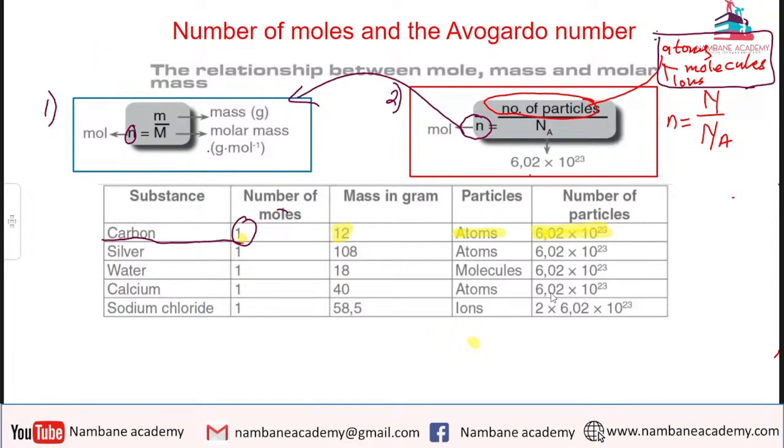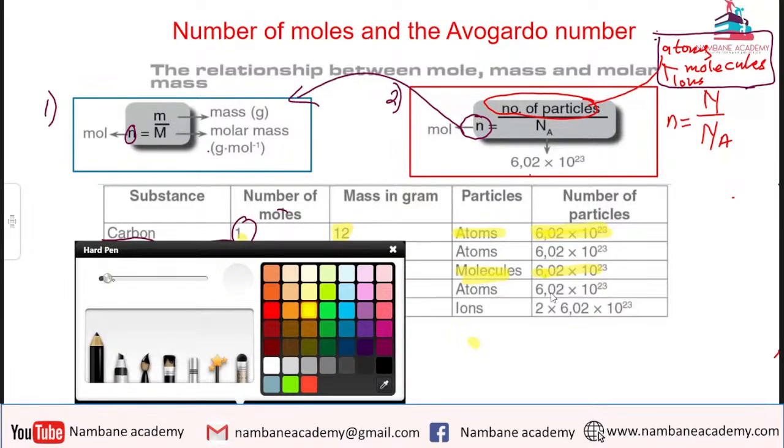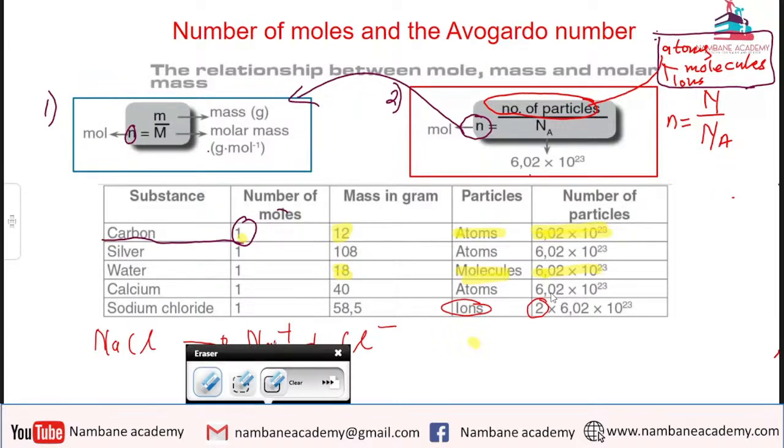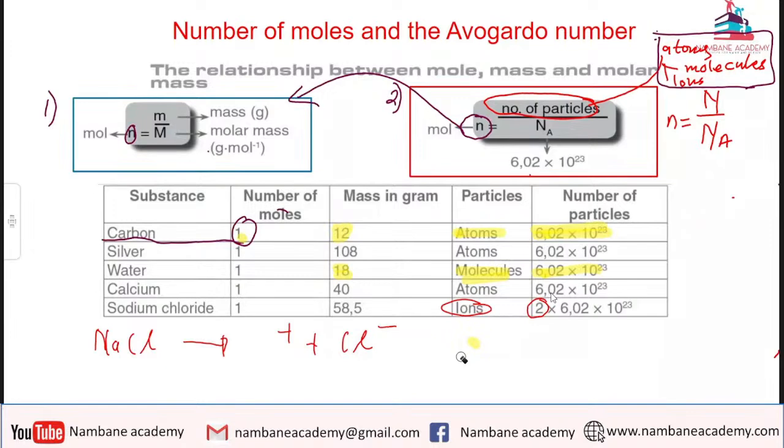So it will change until we get to molecules, but we get the same answer still. But now there's something that is changing here. What is it that is changing? When we have the ions, it starts to change. Why is it changing? Because sodium chloride dissociates to form Na plus and Cl minus.